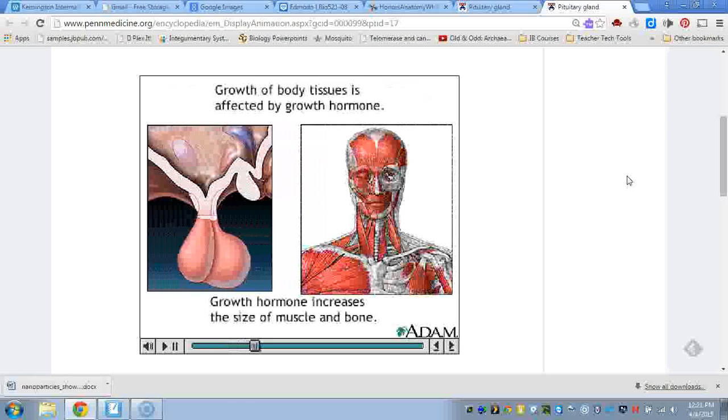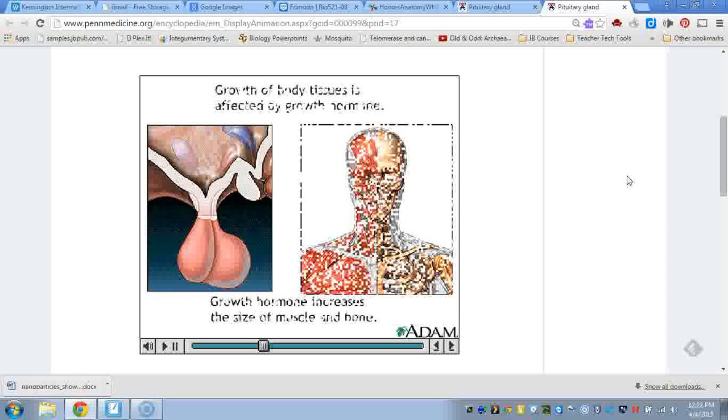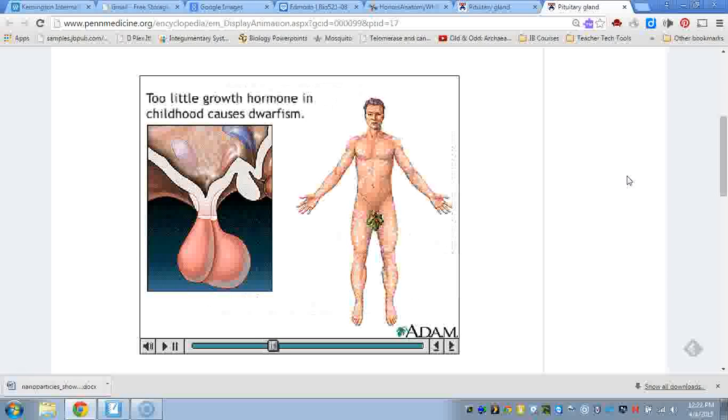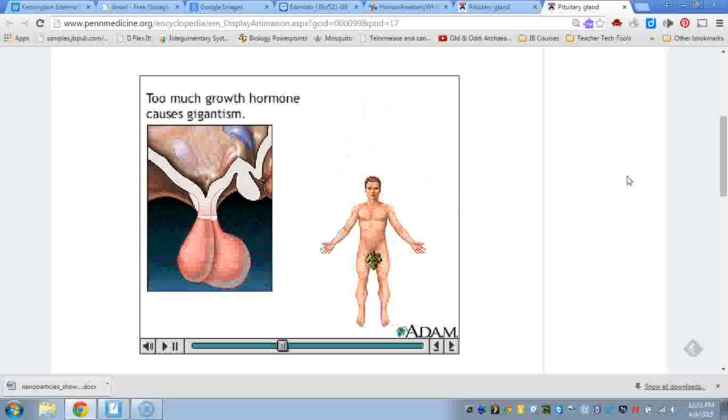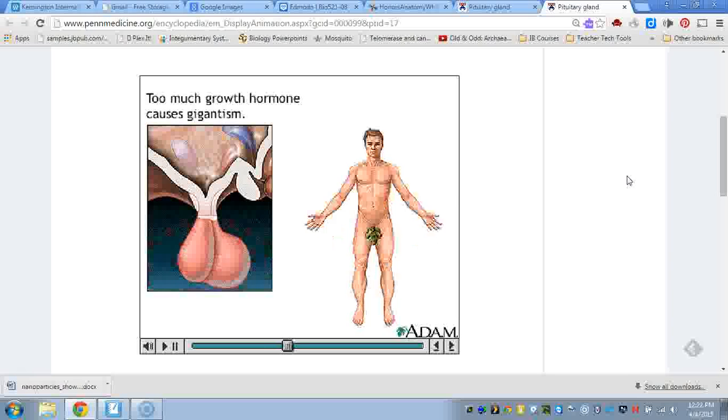If the hypothalamus released the growth hormone releasing hormone, or GHRH, the pituitary would release growth hormone that would affect the body tissues. Growth hormone acts on muscle and bone, increasing the size of both. If a person receives insufficient growth hormone during childhood, he would have a condition called pituitary dwarfism. If he had received too much growth hormone as a child, he would have a condition called gigantism.